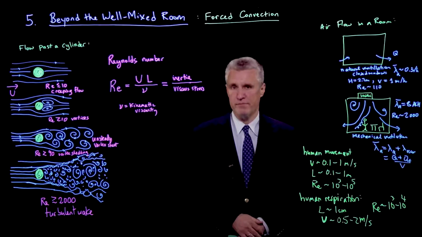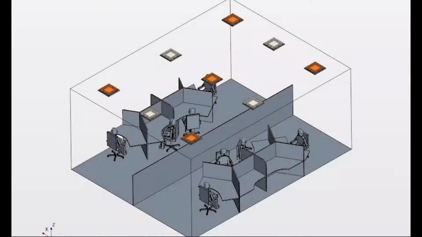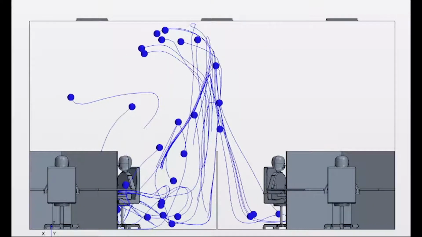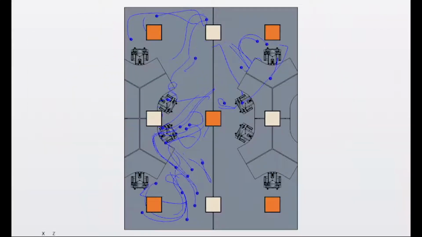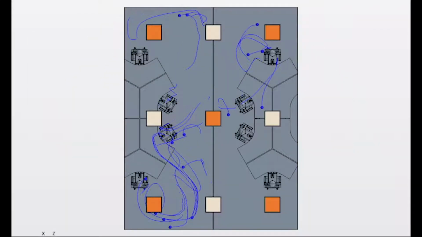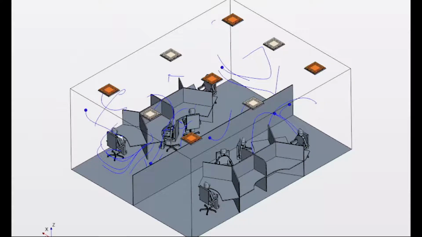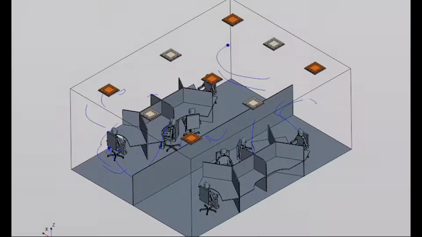So in this simulation, courtesy of Saint-Gobain Ceramics and Plastics, we see an office space containing a number of workers sitting in cubicles, and one of them is an infected person emitting infectious aerosols. The simulation shows you how those aerosol particles are transmitted through the room by forced convection, where the orange and white squares represent ducts of inflow and outflow in the mechanical ventilation system.